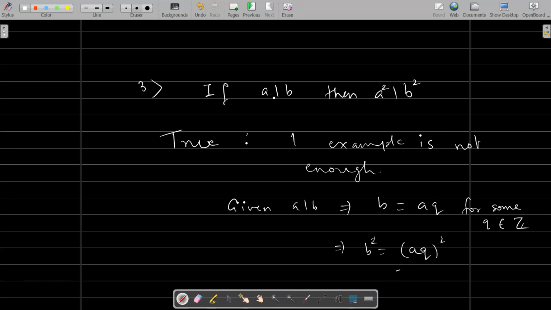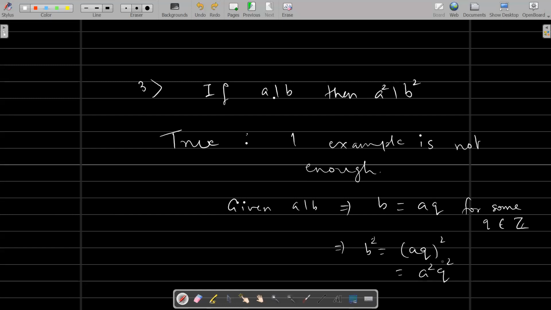And shall I write (AQ) square as A square Q square? To be very precise, (AQ) square is AQ into AQ. But multiplication is commutative, so I can change the order of the numbers. I can take A this side and it will be A square, and Q this side, so it will be Q square. So it's A square times Q square. Everyone agrees?